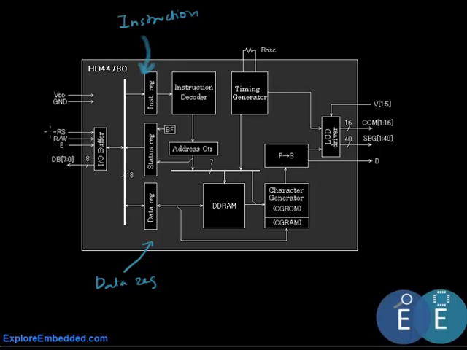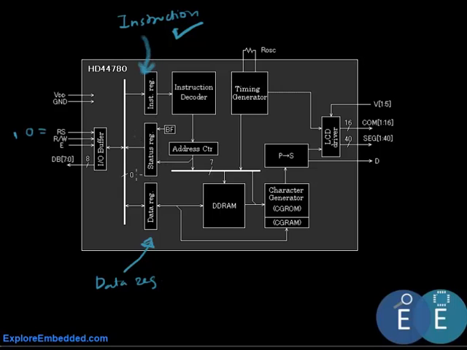Now if the register select line is 0, the instruction register is selected, and if it is 1, the data register is selected. So whatever data that we send on the data lines 0 to 7 goes to either the instruction register or the data register depending on the RS line. If it is 0, it goes to the instruction register. If it is 1, it goes to the data register. It is sometimes called the command register.